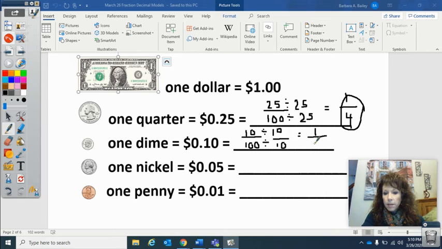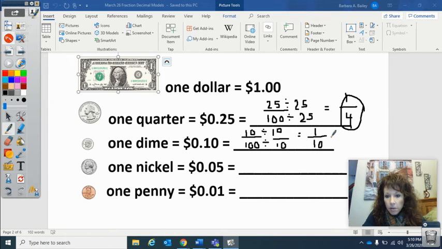And 100 divided by 10 is 10. Okay, pretty easy, right? We have 1 dime. There's my decimal equivalent. There is my fraction equivalent. And interestingly, 1/10, it takes 10 dimes to make $1. Okay, pretty easy so far, right?